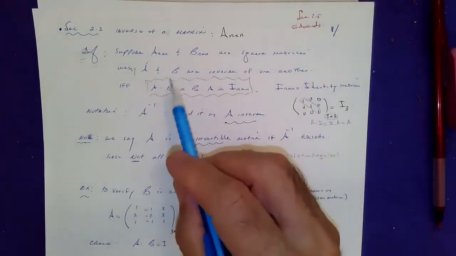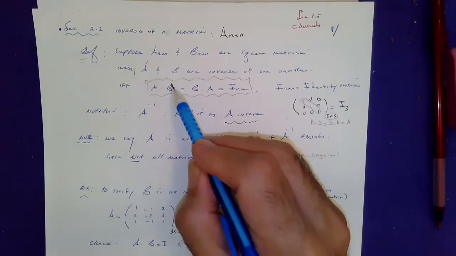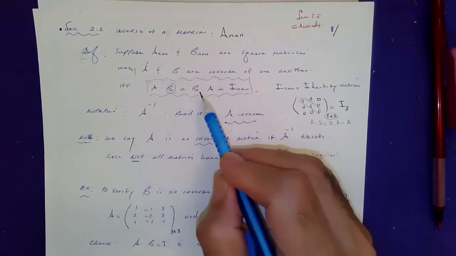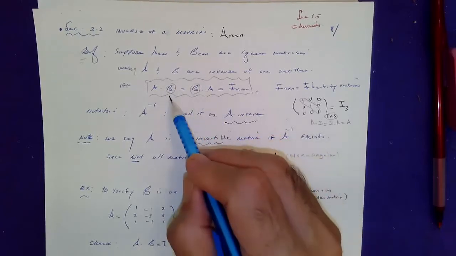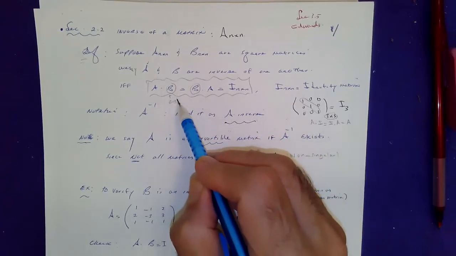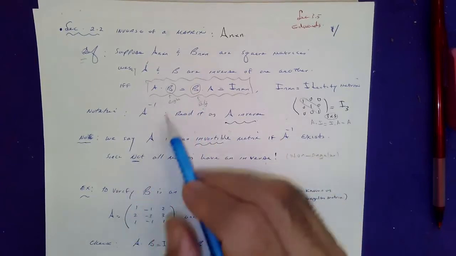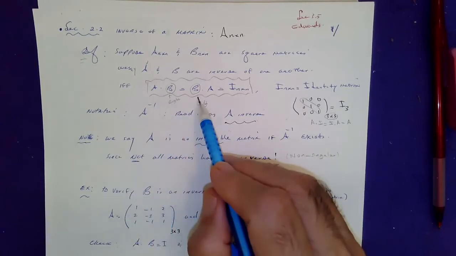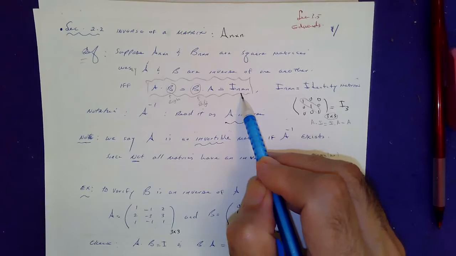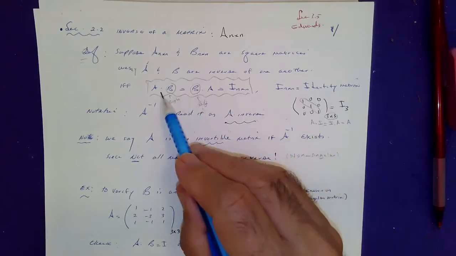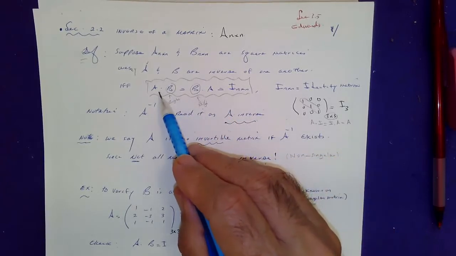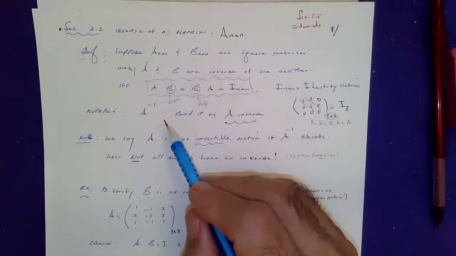So if you can find a matrix, let's say B, such that regardless of how I multiply it, this is called right multiplication, this is called left multiplication, of your given matrix, and you get the identity matrix, then we say B is the inverse of A. Or you could say A and B are inverses of each other.